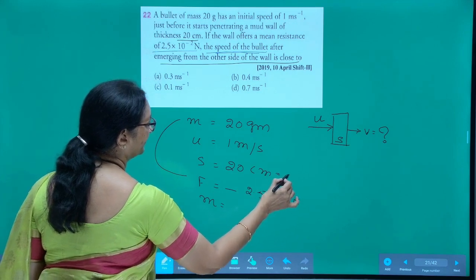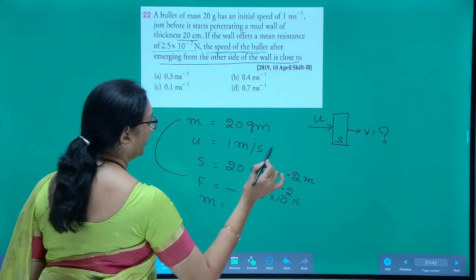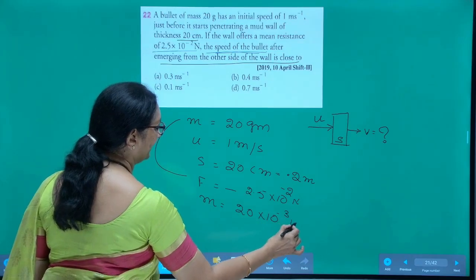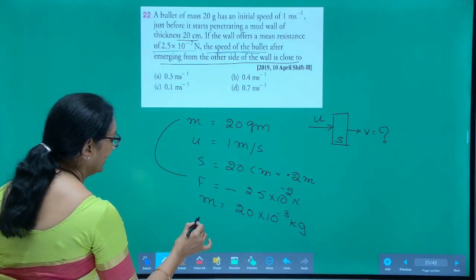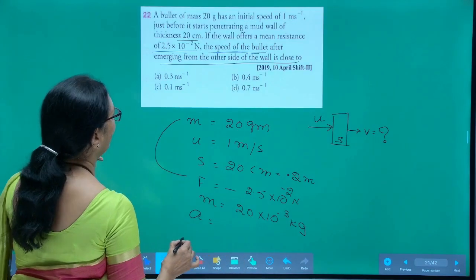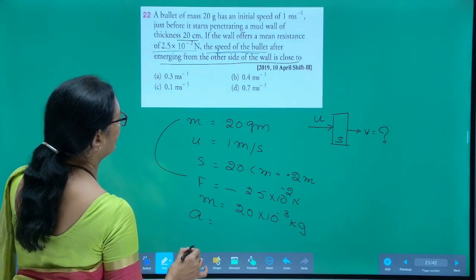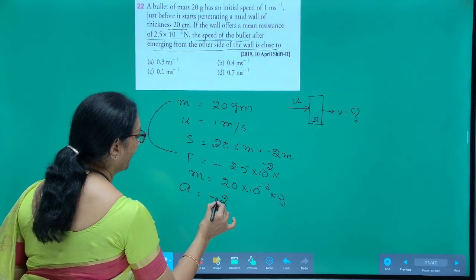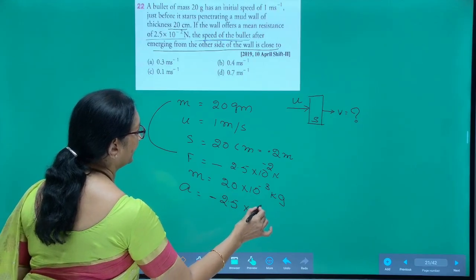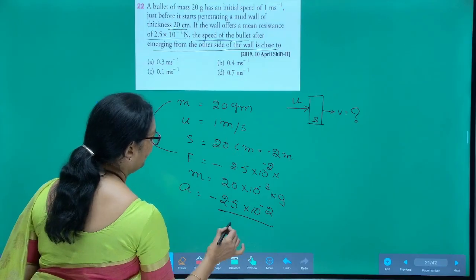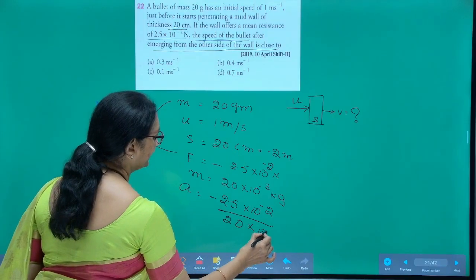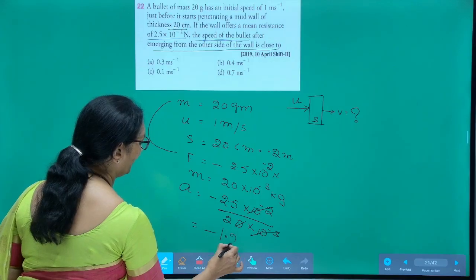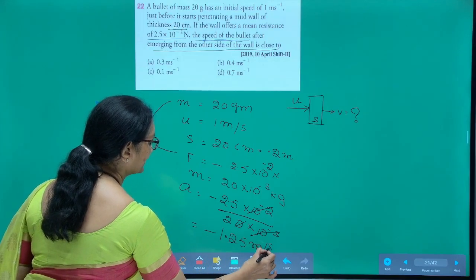So, this has to be converted into meters, that is 0.2 meters. Mass is 20 into 10 to the power of minus 3 kg. From this, acceleration is force by mass. Find out the acceleration: force by mass. It is minus 2.5 into 10 to the power of minus 2 divided by 20 into 10 to the power of minus 3. 10 power minus 2, this is minus 1.25 meter per second square.